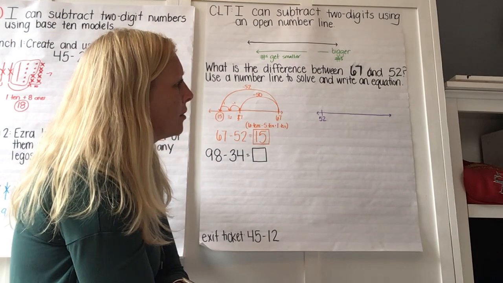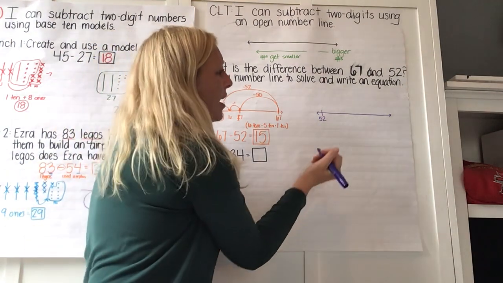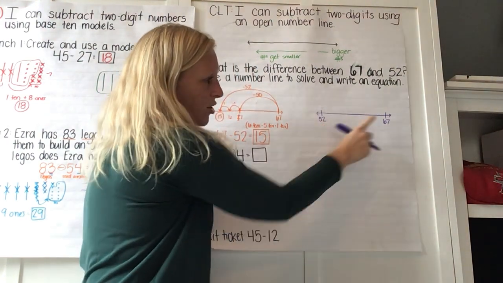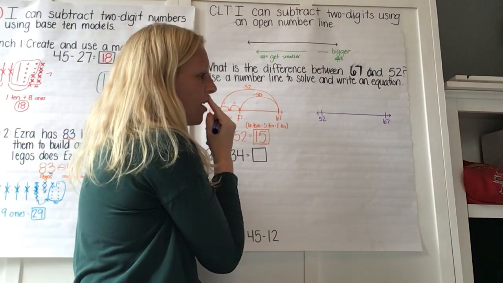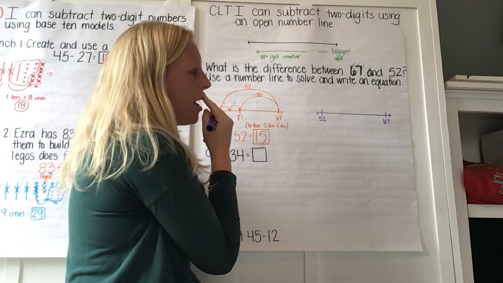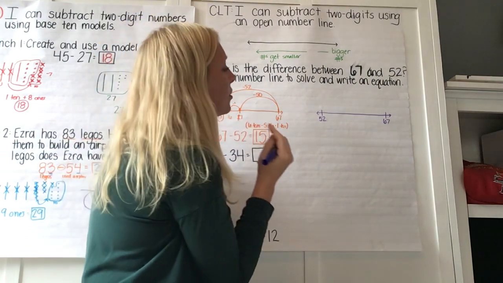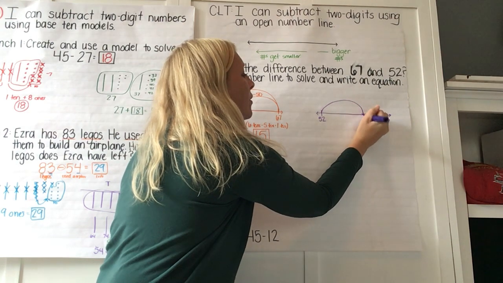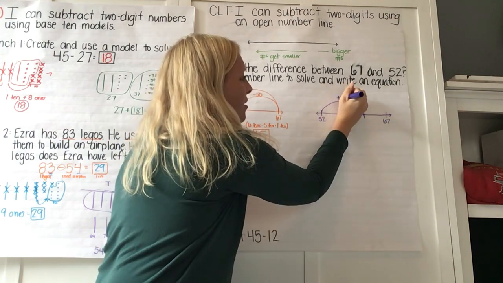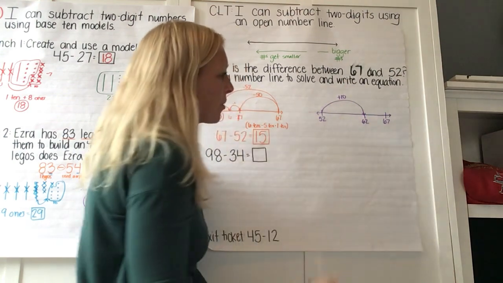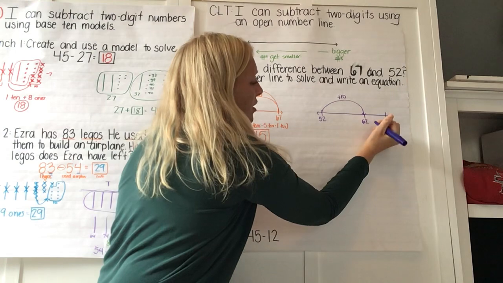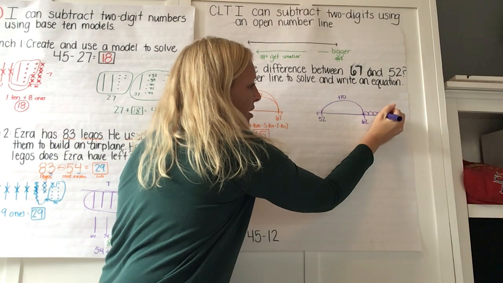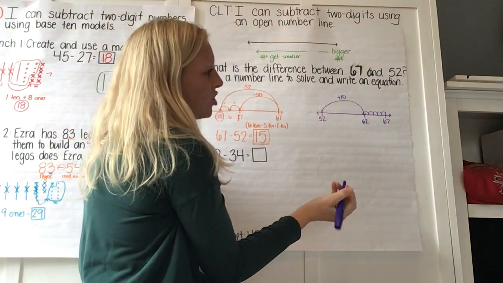What did you add? You added to get to 67. So you're starting at 52 and you're trying to get to 67 to find the difference. Okay. And how did you do that? What did you do first? Okay. So you know 52 plus 10 is going to get you to 62. Okay. And then you needed to make some jumps to get there. So 63, 64, 65, 66, 67. So how many little jumps did you make?